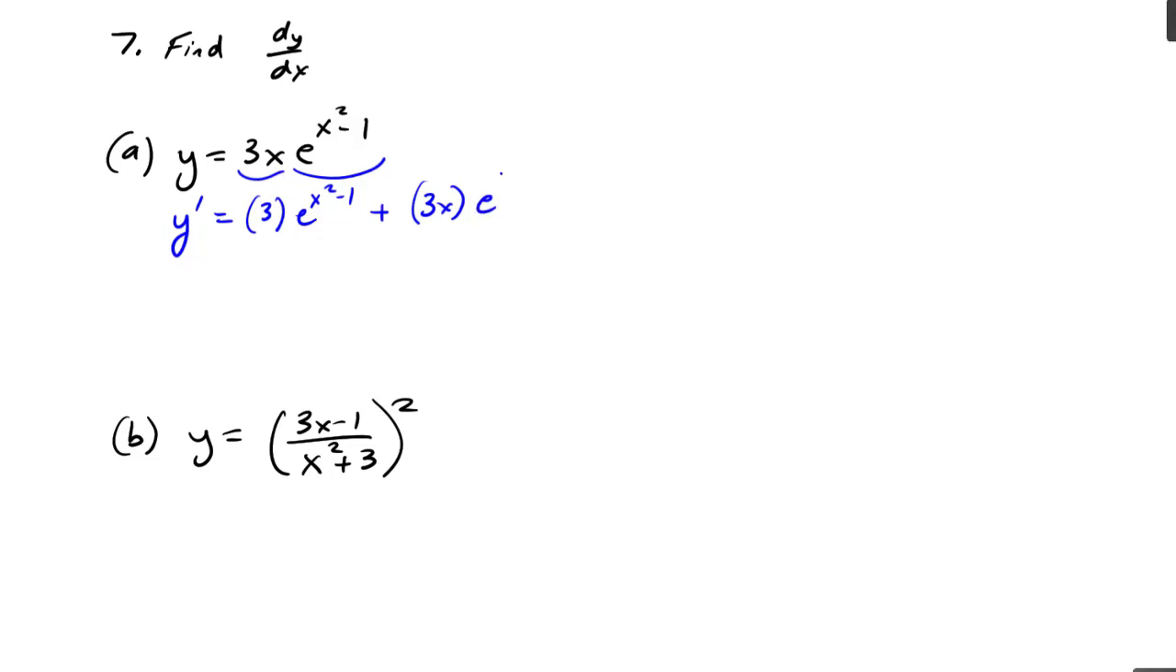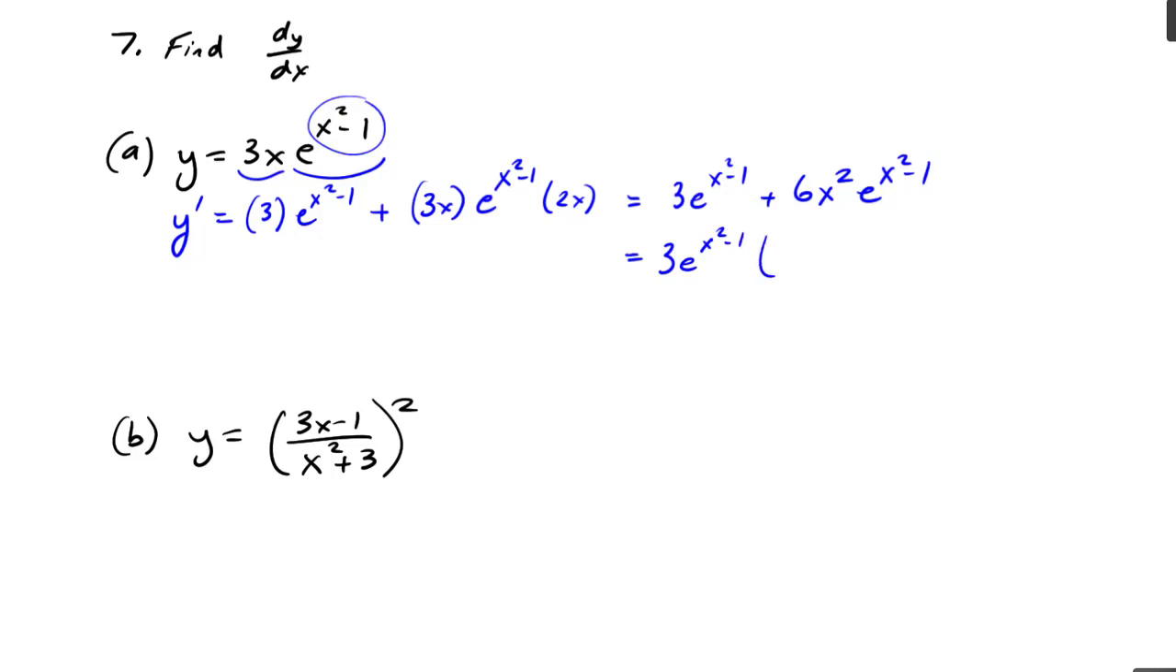But that's e to something. So e to the x squared minus 1 times the derivative of that something up there, which is 2x. So I get 3e to the x squared minus 1 plus 6x squared e to the x squared minus 1. If I wanted that a little factored, looks like I take out a 3 e to the x squared minus 1 times 1 plus 6x squared. And there we go. Whoops, sorry, back up. I forgot to take out the 3 from the 6, and that should be 2x squared. Okay.